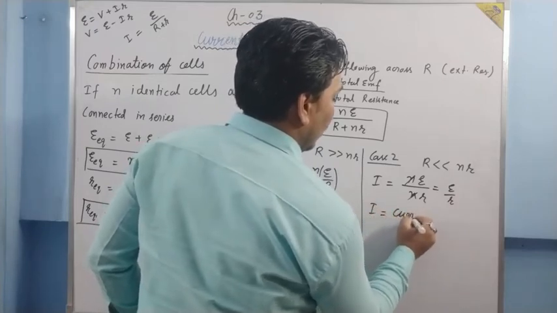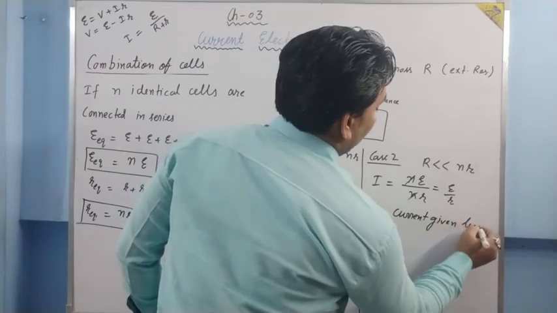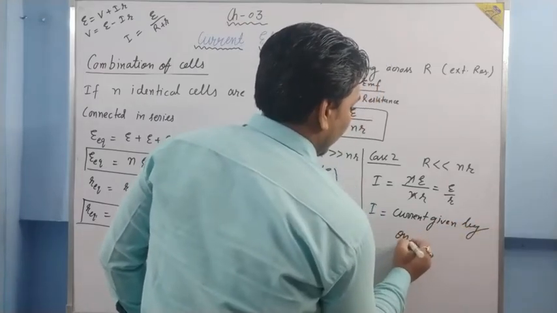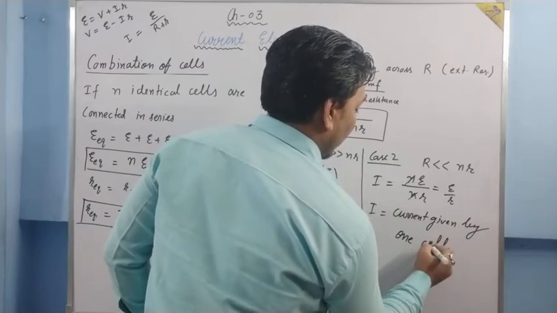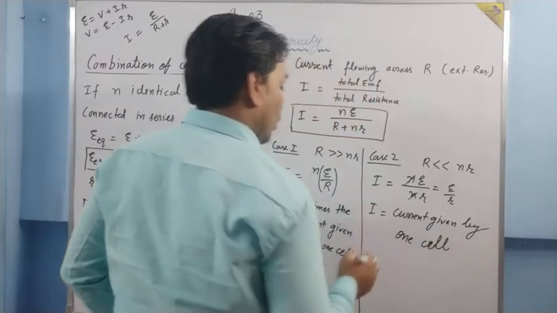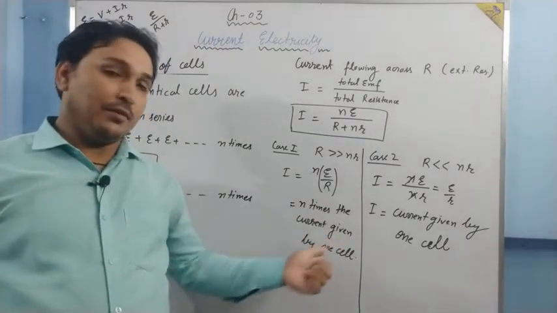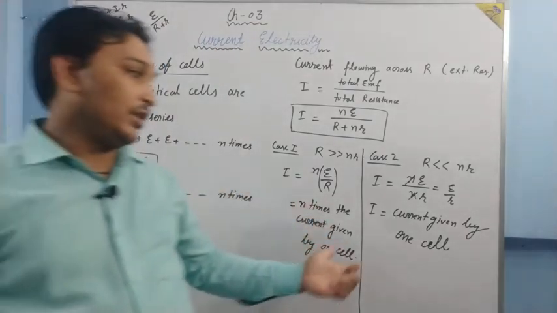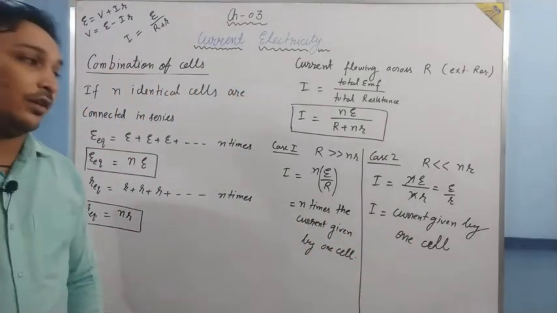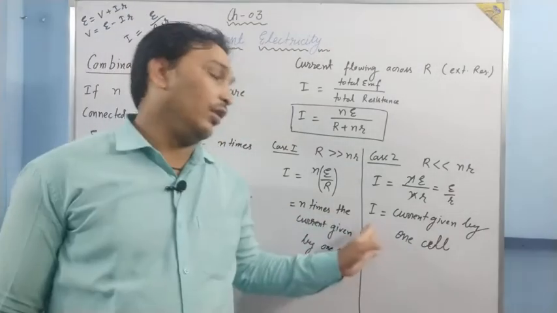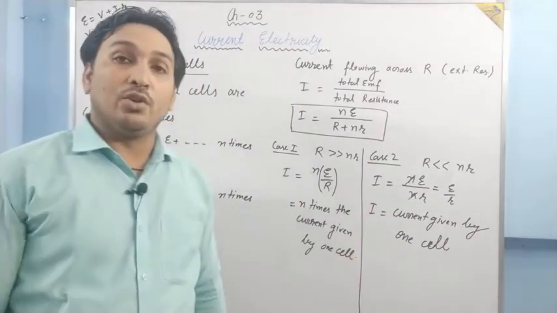So current given by one cell. Okay, current given by one cell. So just see in this case, case 1, it is N times the current given by one cell, and in case 2 it is the current given by one cell only. So what is the use of connecting so many cells when the current given by one cell is equivalent to the current which is flowing because of the combination of cells.